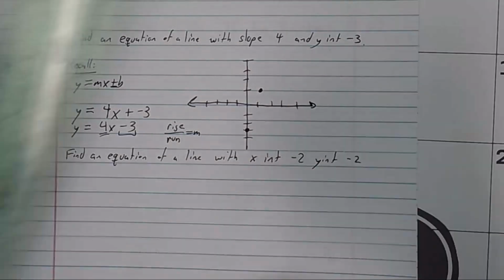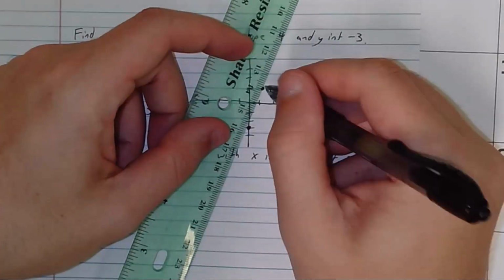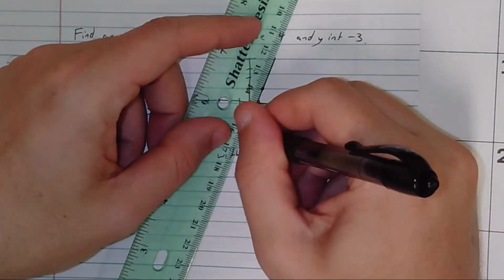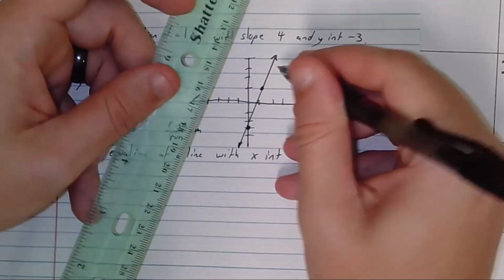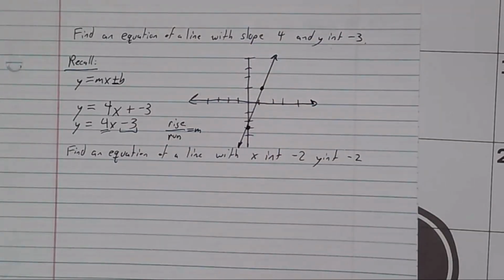I had to grab a straight edge, I apologize. All we have to do at this point is connect it up, and there's my straight line graph. Now that's fantastic. What happens, however, when we don't know necessarily what the slope is and what the y-intercept is?